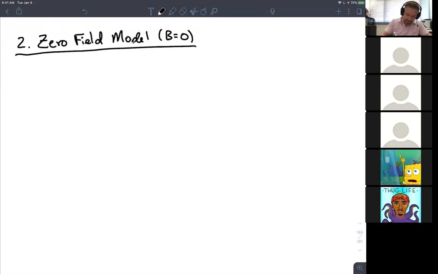Okay, so again, our general Ising Hamiltonian was this: minus J sum over nearest neighbors of sigma I sigma J, minus mu B sum over individual spins. Now we're looking at zero applied external field.